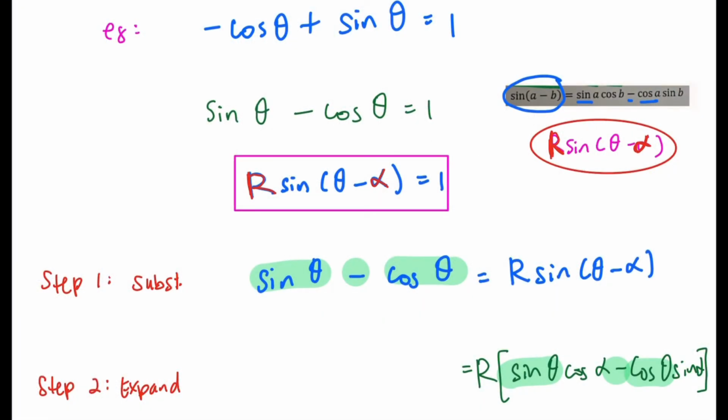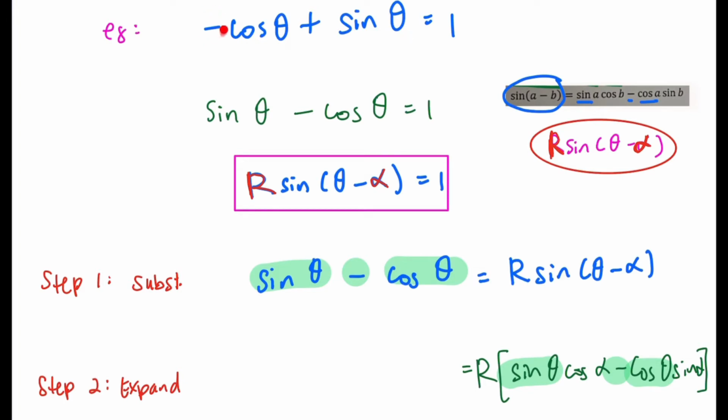This example here. The question said minus cos theta plus sin theta is equal to 1. Okay, so we know that from here, on our left hand side we don't have any other formula to simplify this. This is the mixture of cos and sine. Alright, so we need to use the final method that we have discussed just now.